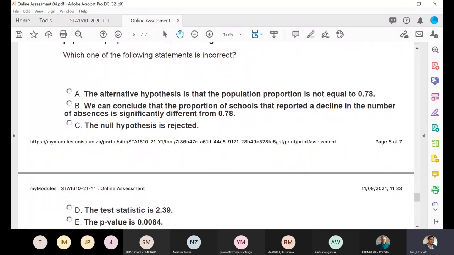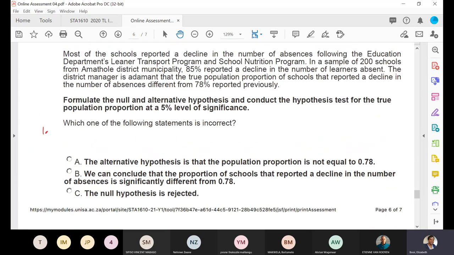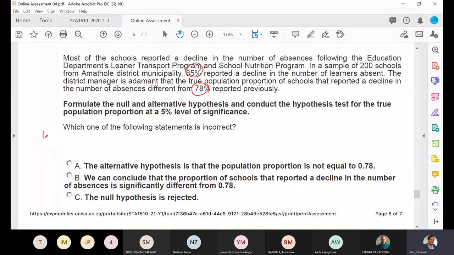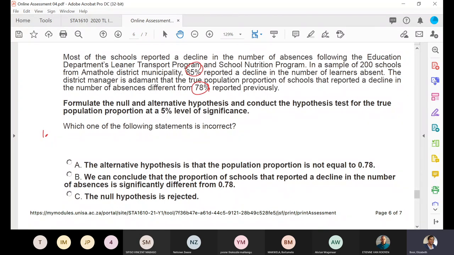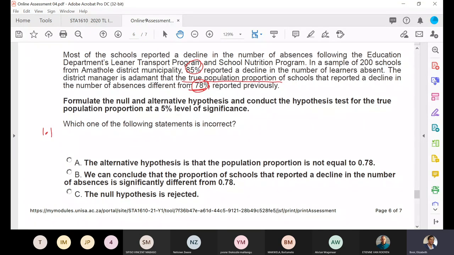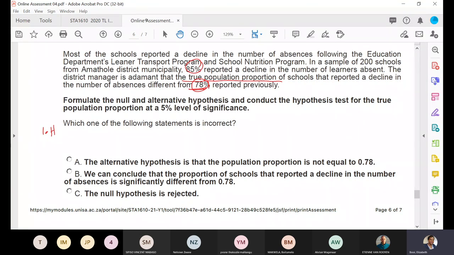Okay, so statement number one: state the null hypothesis and an alternative hypothesis. Based on the information, we need to be very careful about the two values. The Amatole district is your sample because it's one of the Department of Education's districts. It's only one out of many. So the population proportion, which they told you there, is 78%. For all hypothesis testing, we always use the population proportion, so your null hypothesis will state that the population proportion is equal to 78%. And the alternative will state what they are saying.